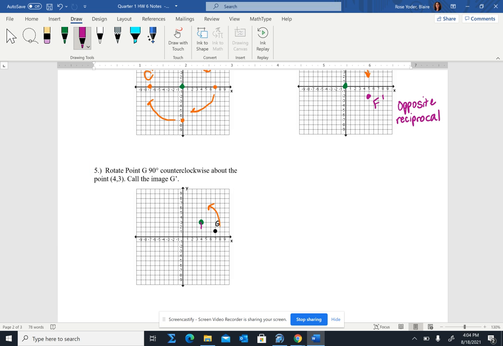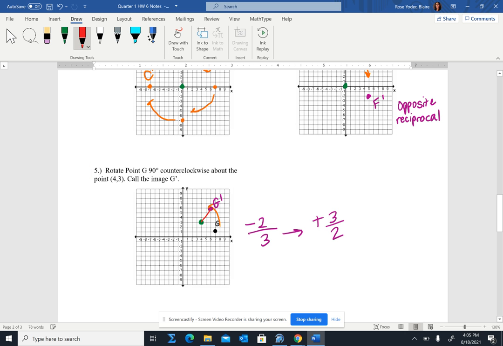So let's do what we did in the last problem. Let's find the slope from the center of rotation to G. The rise is down 2 and the run is over 3. And then we're going to do our opposite reciprocal. So it's going to go from negative to positive and then it's going to flip upside down. Instead of 2 over 3, it's going to be 3 over 2. So what we do is we start at our center of rotation, always start there, and go up 1, 2, 3, over 2. And that's my new point, G prime.